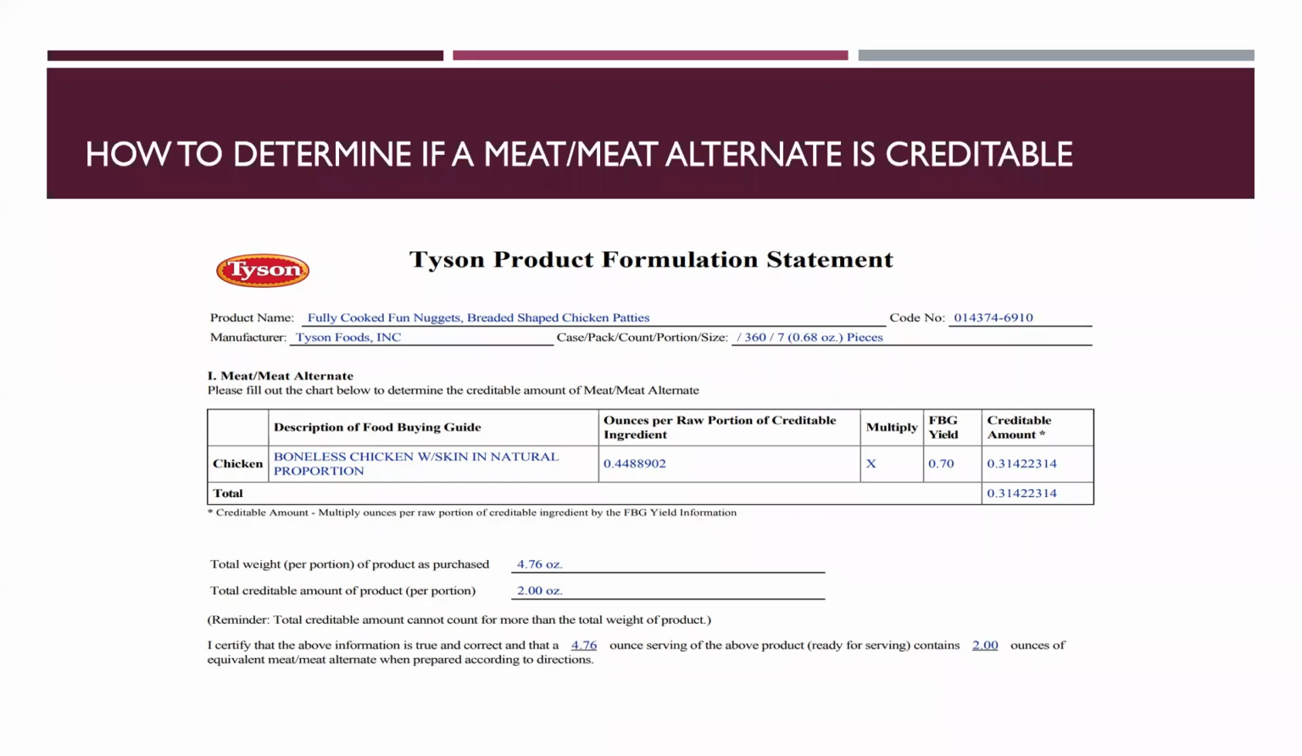It generally includes a detailed explanation of what the product contains and indicates the amount of each ingredient in the product by weight. The information on product formulation statements can vary among manufacturers because these forms are not monitored by USDA.